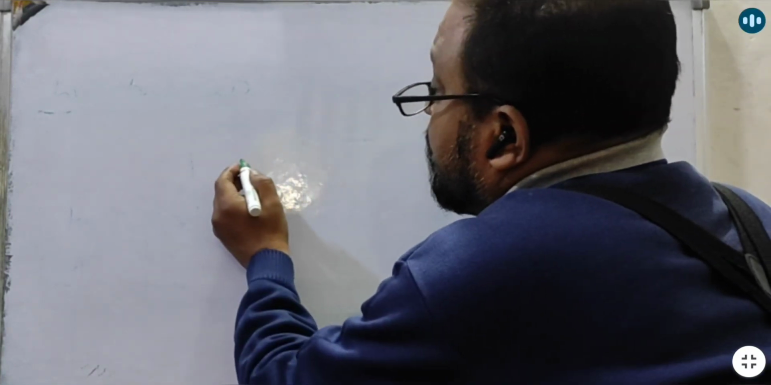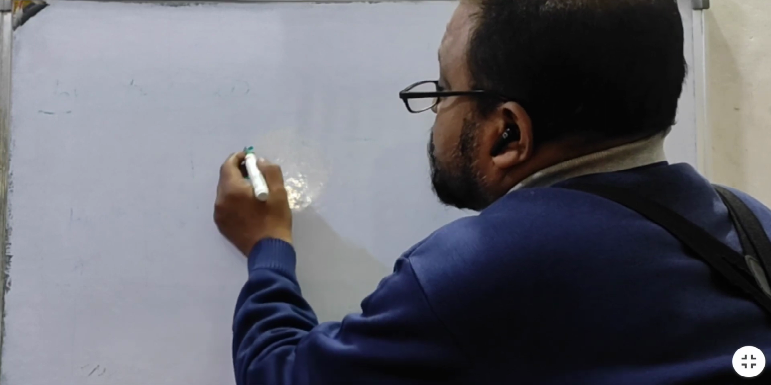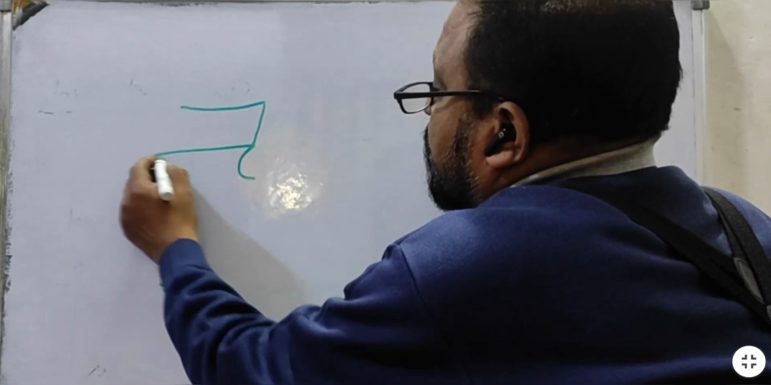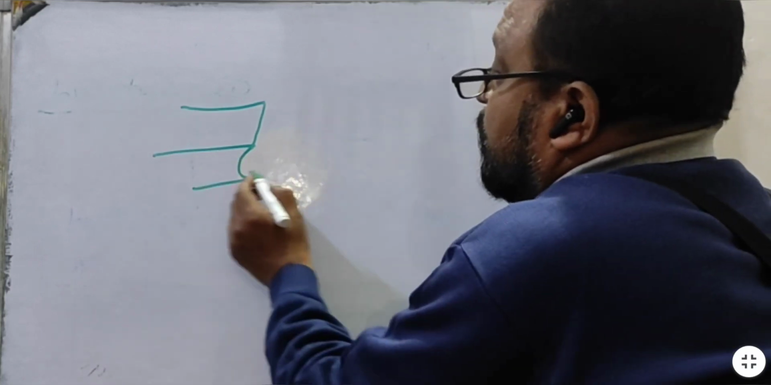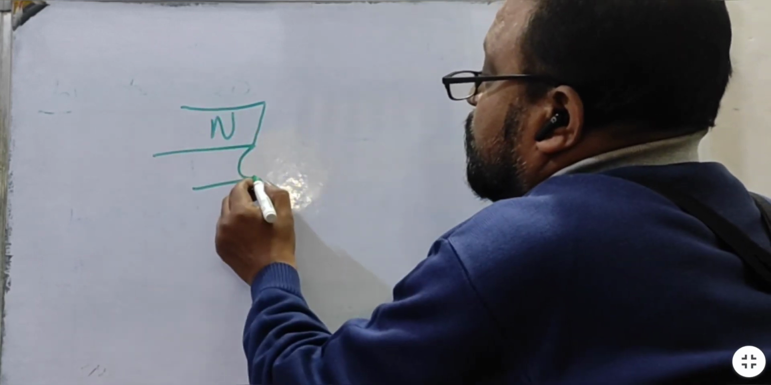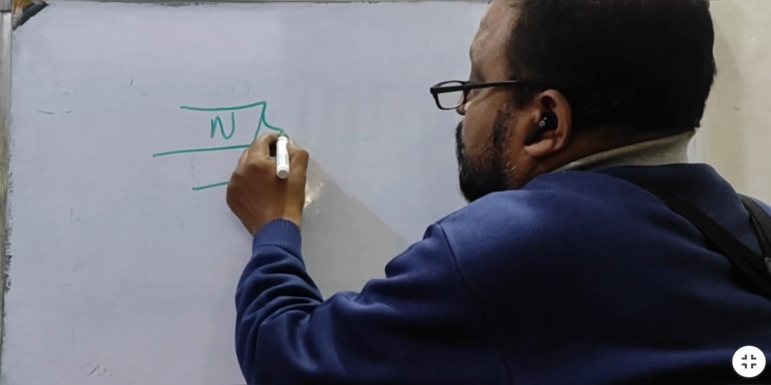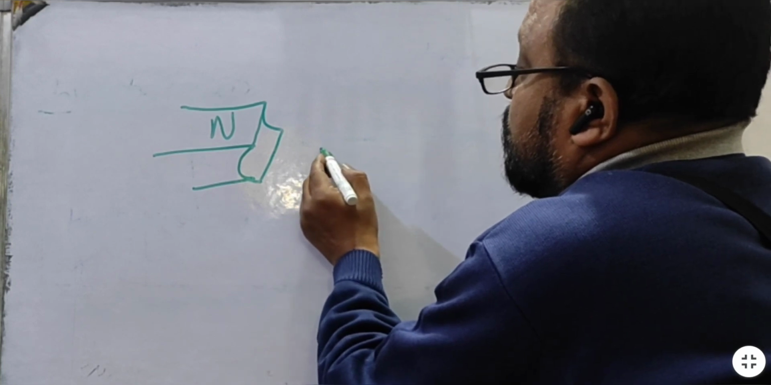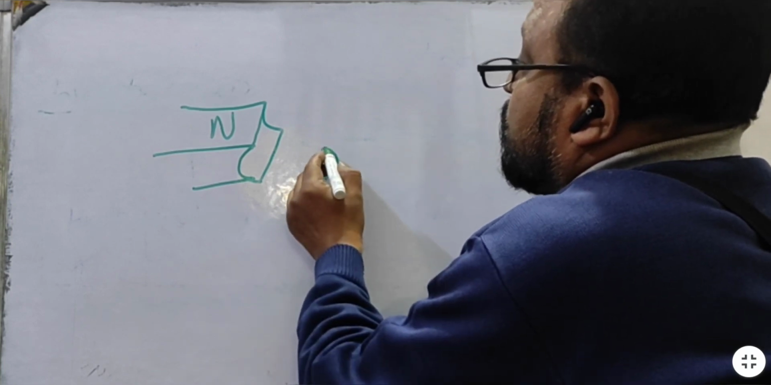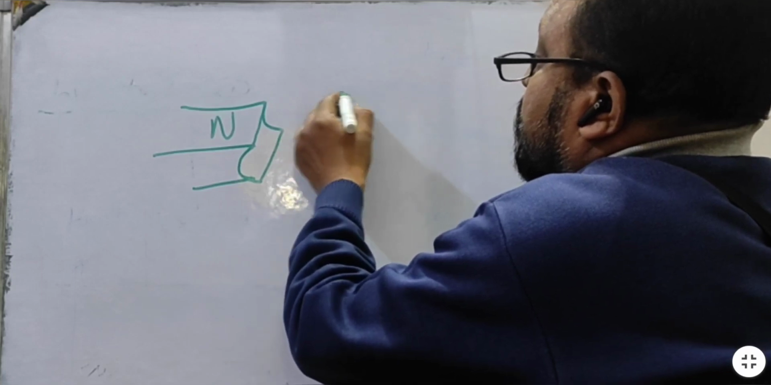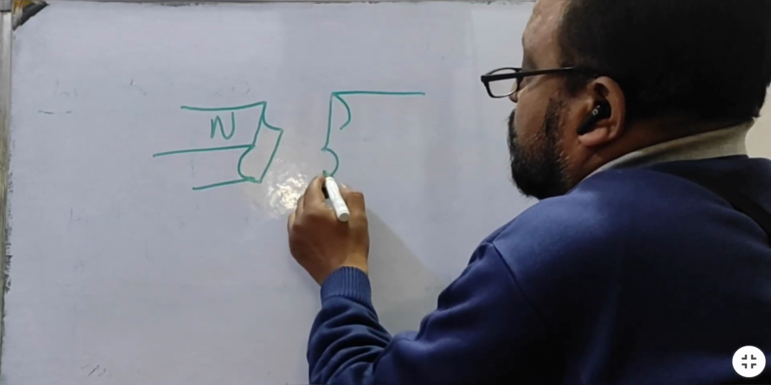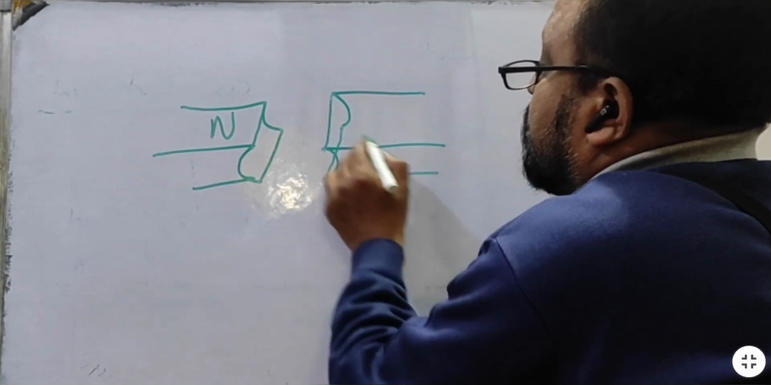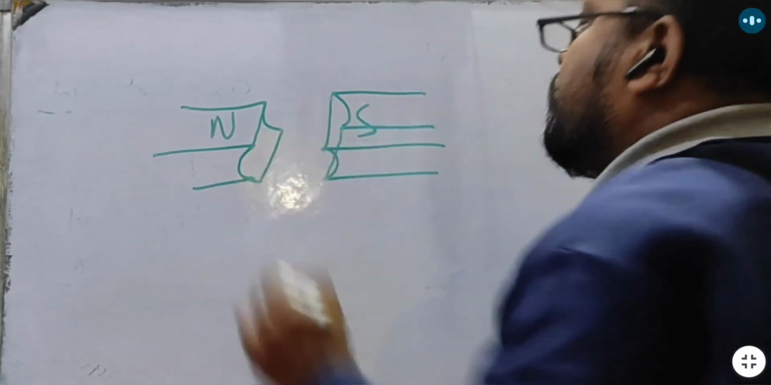So, there is a magnet. There is a magnet, right? This is North Pole. This is South Pole, right?